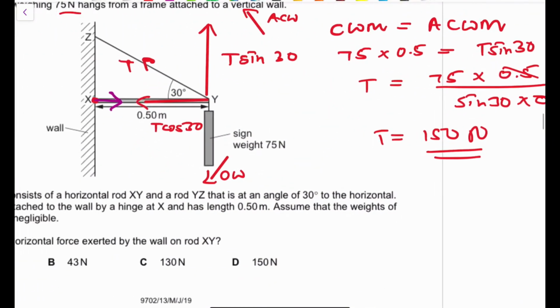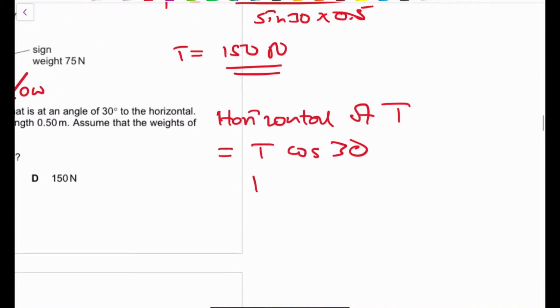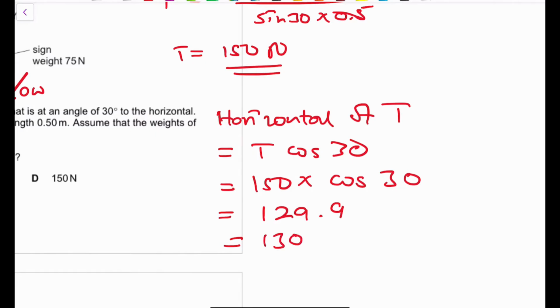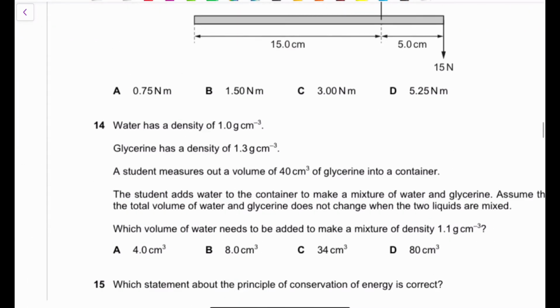So if T is equal to 150, for us to find the horizontal component of T, it's just going to be T cos 30, which is going to be 150 times cos 30, which is going to give us 129.9, which is just going to be 130 newtons. And the answer is going to be C. Very important.